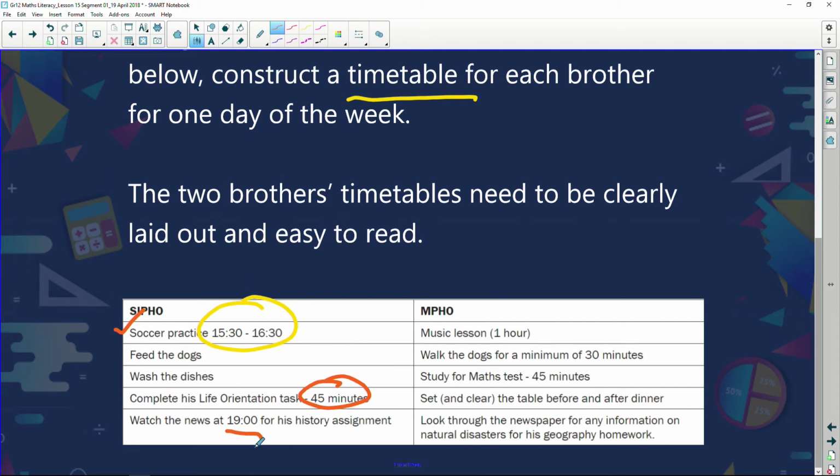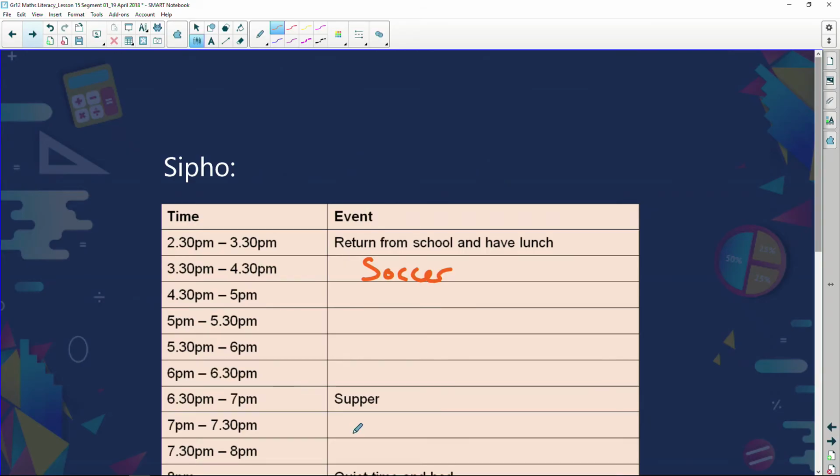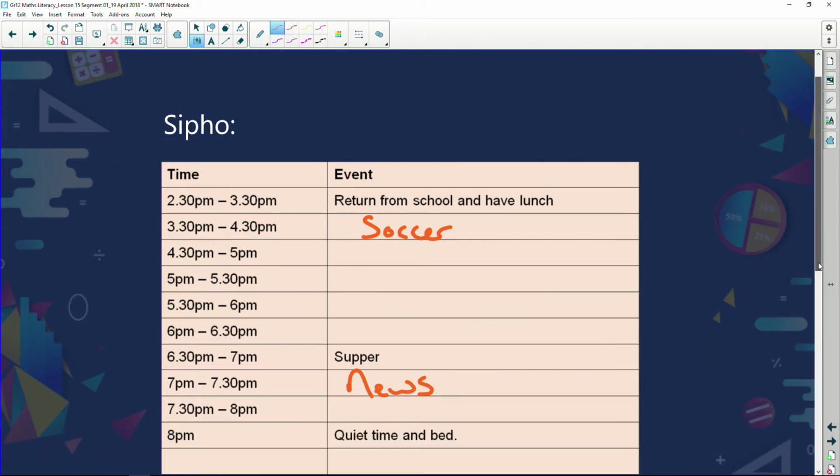He can't say, right, I'm going to watch the news at 10 o'clock tonight, put it on and say, oh, there's no news. Of course there's no news. The news is at 7 o'clock. So let's put that in straight away. 7 o'clock, he's got to watch the news. All right. Now, all the other things he has to do can fit into this time.